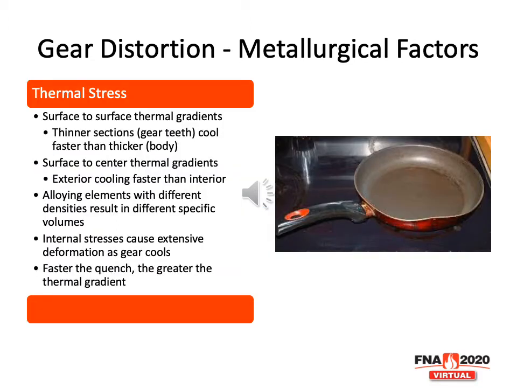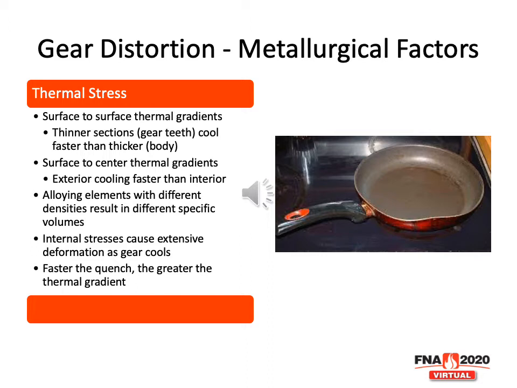Thermal stress is surface to surface thermal gradients, and it can also be center to surface thermal gradients. Thinner sections, such as gear teeth, will cool faster than the thicker body. I can have the interior cooling much slower than the exterior of the body. Now, alloying elements with different densities also experience different specific heat volumes. This can also cause issues with distortion.